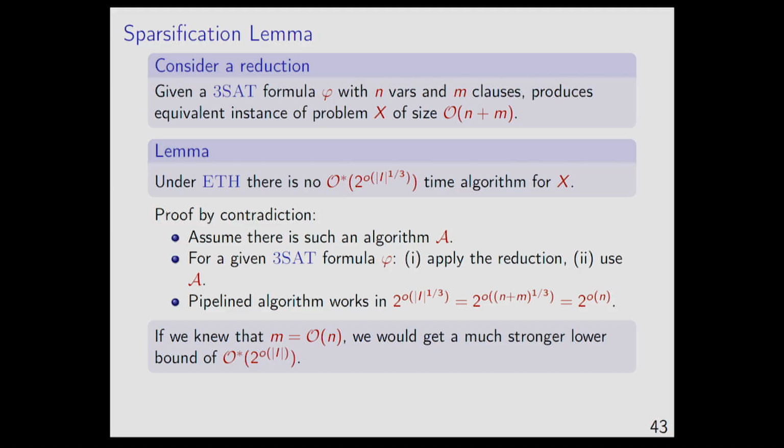If we knew that m equals order n, if the number of clauses was like big O of n, then we get a much stronger lower bound, that we do not have a 2 to the power little o of size algorithm. Right? So this is where the power of sparsification will come in a minute.